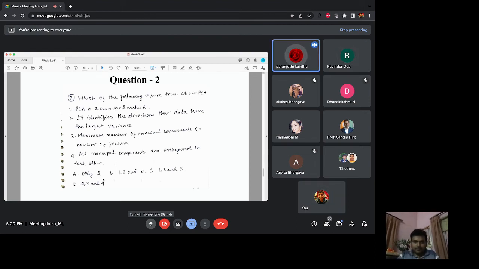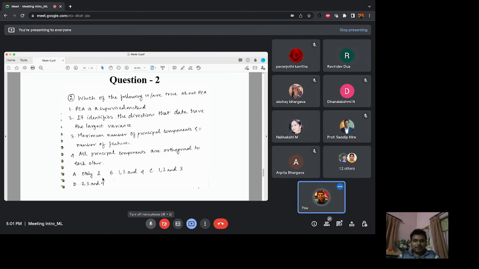PCA is actually an unsupervised method. Only 2? 2, 3, 4 all are looking correct. Only 2 and 3? D, 2, 3 and 4. Okay, 2, 3 and 4 is what I think the majority of you are answering. PCA is truly an unsupervised method, so the first option is for sure false.